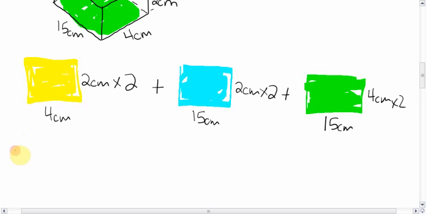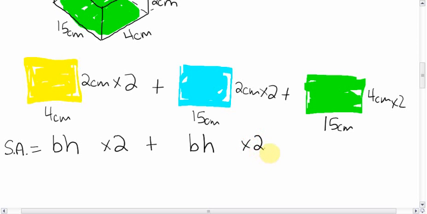So instead of just putting area, because we're doing surface area, let's call it SA for surface area. Formula for a rectangle is base times height. There's 2 of them, so we'll times it by 2. Again, doing right directly underneath, just like we did before. Don't forget the plus. And another rectangle, which is base times height times 2, plus another rectangle, base times height, and there are 2 of them, times 2.